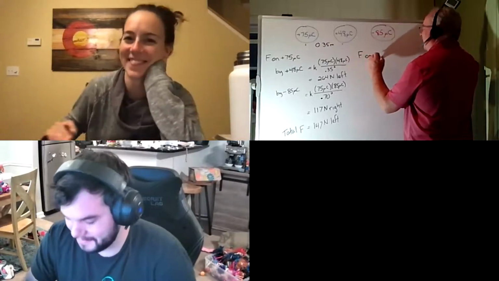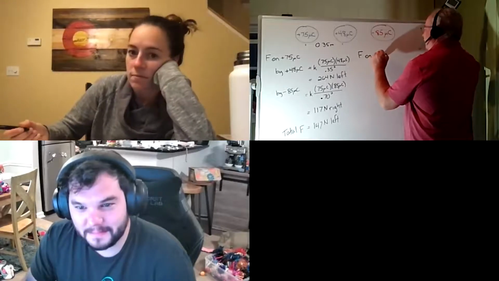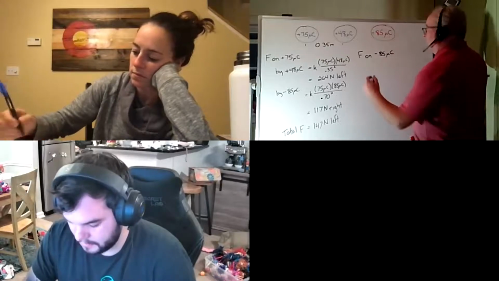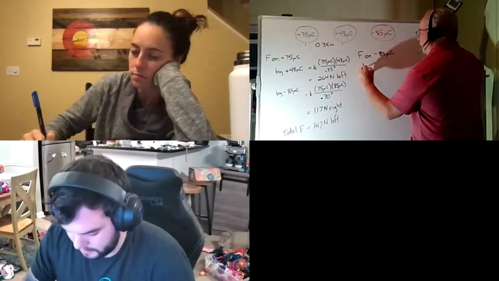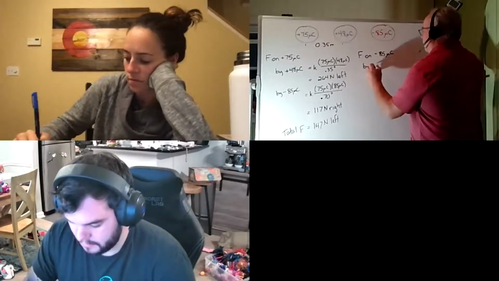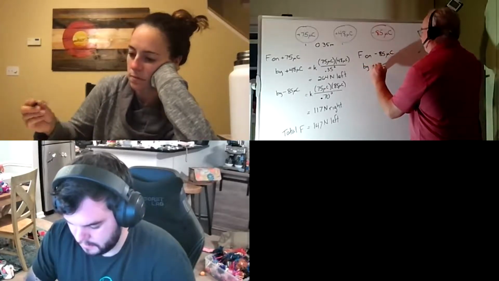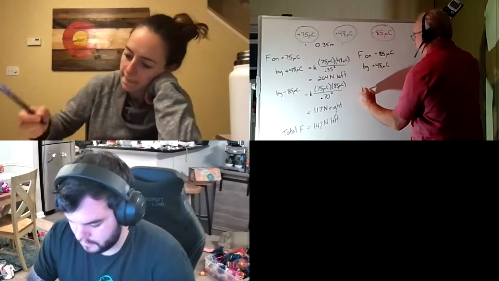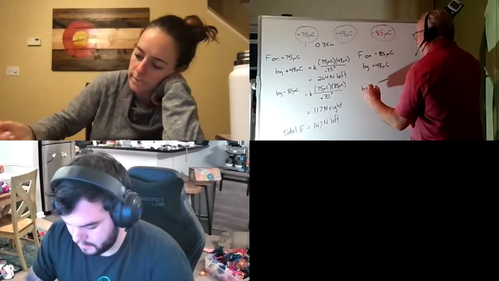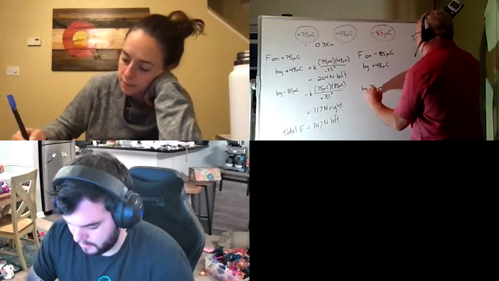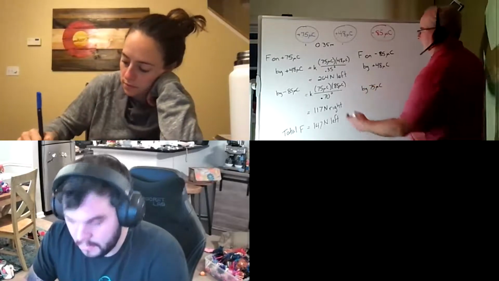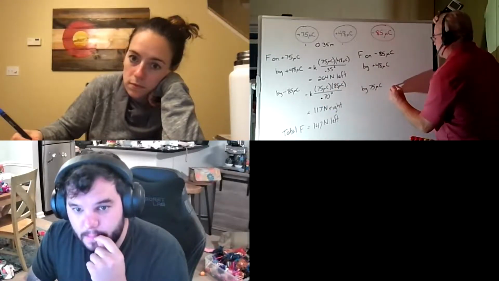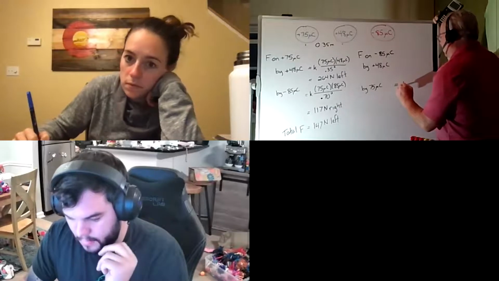So force on the negative 85 microcoulomb charge. Right. So here we go. We're going to do by the plus 48 microcoulomb charge, and then the force by the 75 microcoulomb charge. Oh, but you know what? We already did that, because it's going to be the same number that we did here. So this is going to be equal to 117.